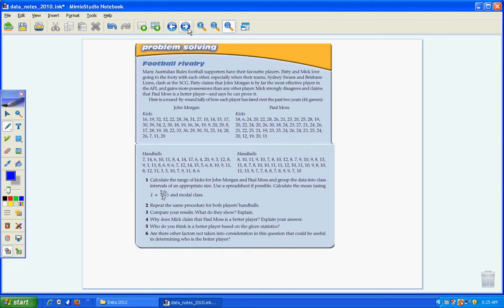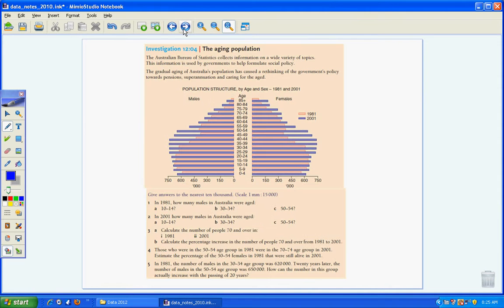Leave the last two as an exercise for you to do, but again, it's doing the same sort of thing, getting your data and then making some conclusions based on that data with both of those. So we leave them to you to do as an exercise.